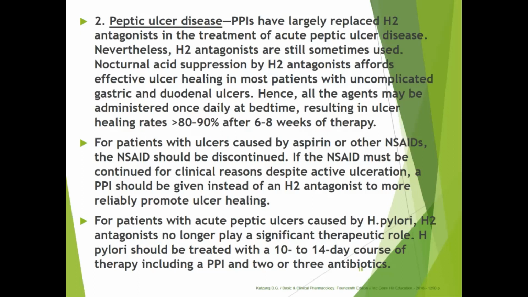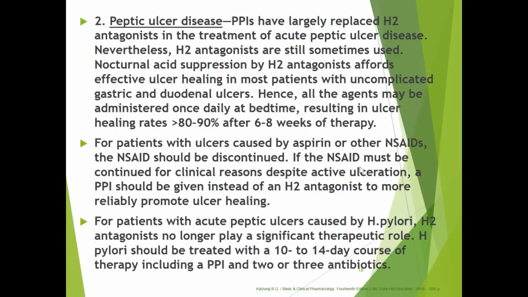PPIs have largely replaced the H2 antagonist in the treatment of acute peptic ulcer disease. Nevertheless, H2 antagonists are still sometimes used. Nocturnal acid suppression by H2 antagonists affords effective ulcer healing in most patients with uncomplicated gastric and duodenal ulcer. All the agents may be administered once daily at bedtime, resulting in ulcer healing rates of more than 80% after 6 to 8 weeks of therapy.